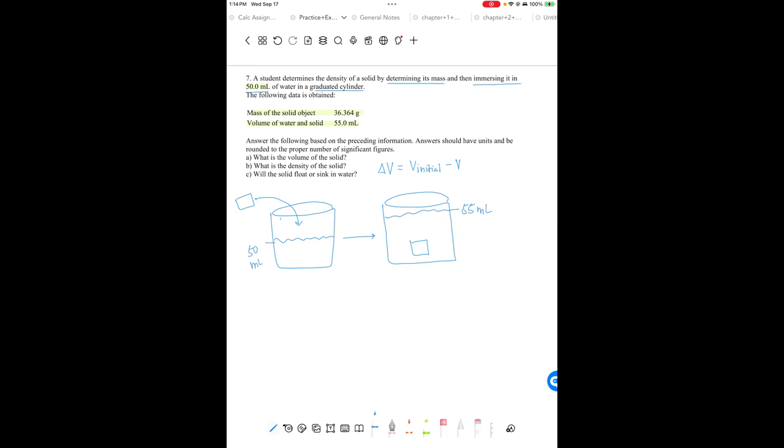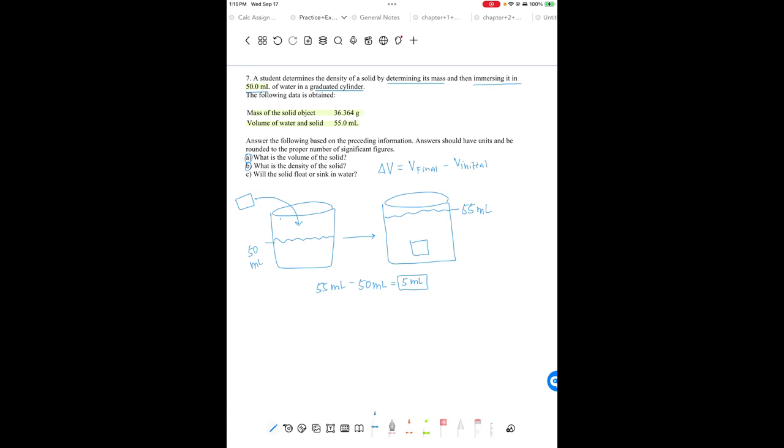minus our, oops, I'm sorry, that's wrong. Our final volume minus our initial volume is going to give us the volume of our object. So our final volume was 55 milliliters and our initial was 50, which means that the volume of our object is 5 milliliters. So that answers our first question, which was A, what is the volume of the solid? It's 5 milliliters. Now it wants to know what the density of the solid is.